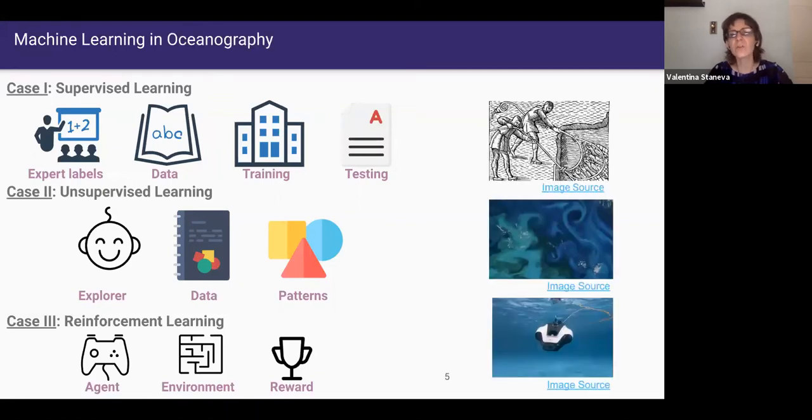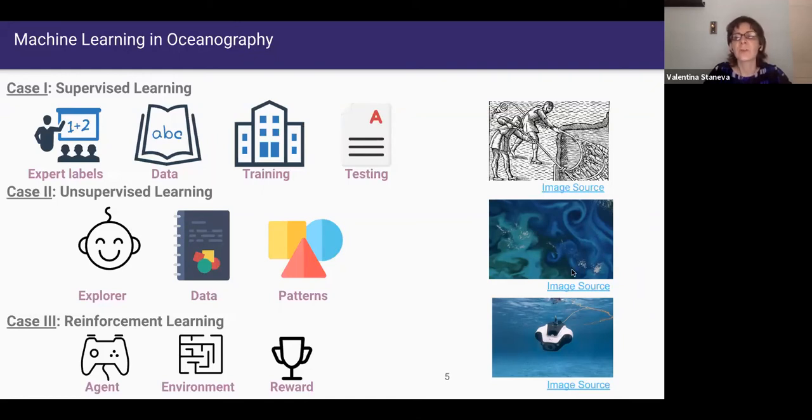And in oceanography, you can see how your labels could be coming from maybe some trawling, or maybe some expert who annotated the data. But we can see, just looking at the second picture of the ocean without any labels, we see these patterns.